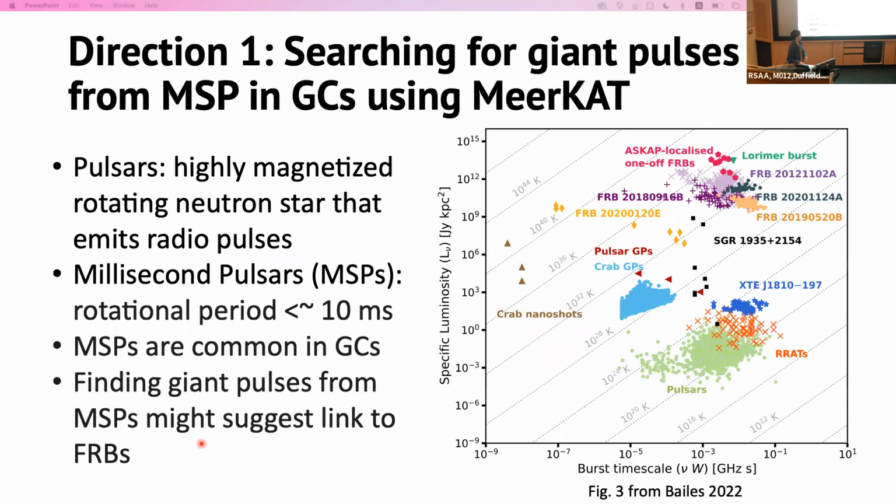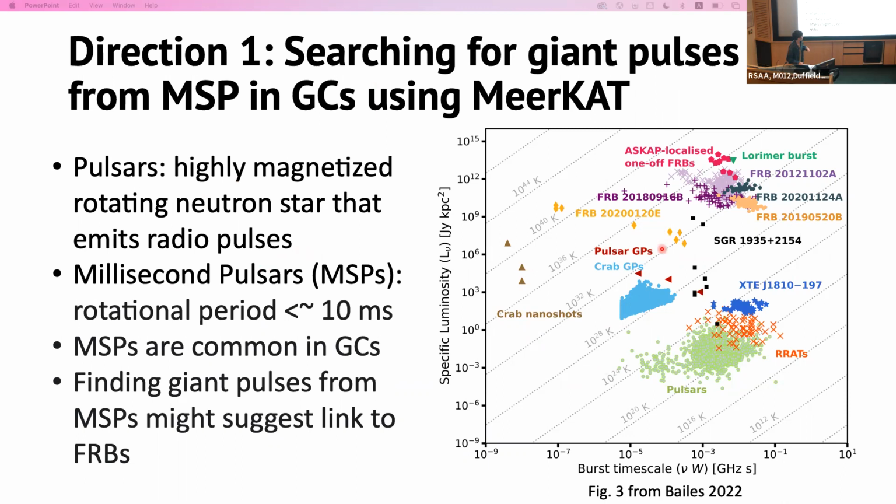So in this project, I'm trying to prove that. And actually there are 2 directions in this project. The first one is I'm trying to search for giant pulses from millisecond pulsars in globular clusters using MeerKAT data. Just to let you know, pulsars are highly magnetized rotating neutron stars that emit radio pulses. Kind of familiar, right? Because magnetism is something similar. And millisecond pulsars are actually the millisecond version of pulsars.